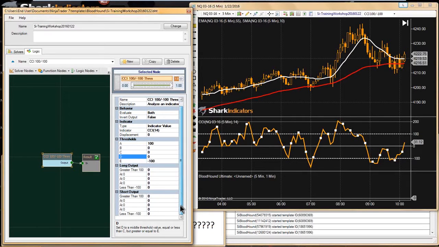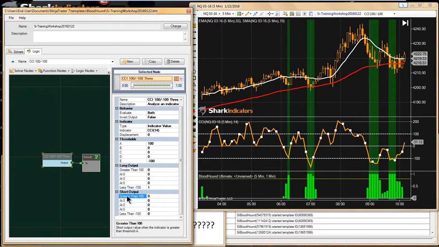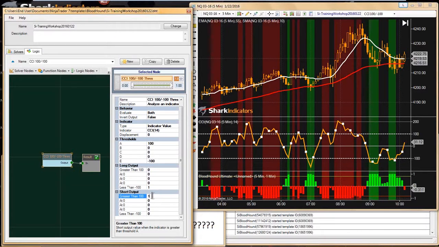That's step 2, and the third step is to set your outputs. We want a long output, or a long signal, when the CCI is less than negative 100, and a short signal when the CCI is greater than positive 100. Those are the outputs that we want to set for the long and the short.